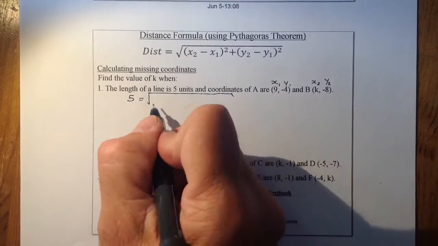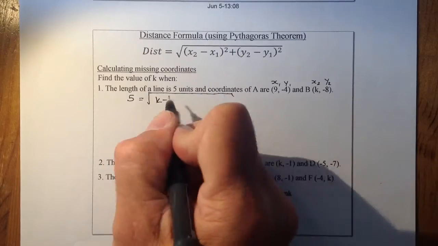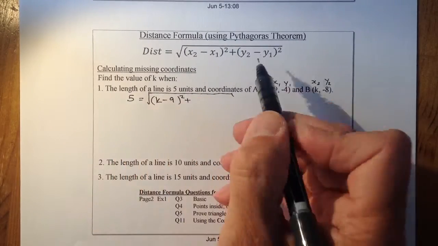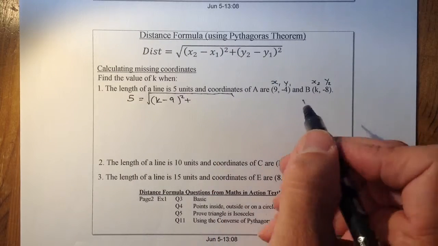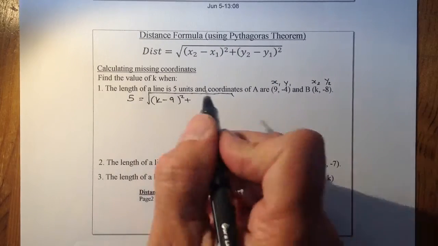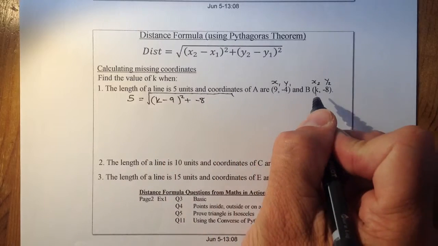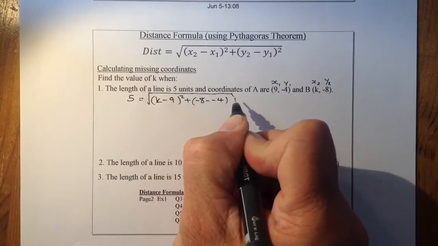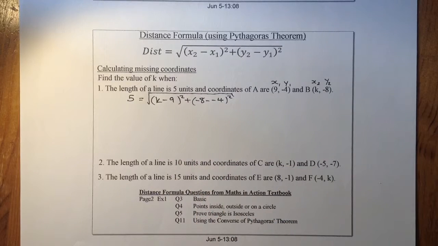So it's going to be k, take away 9, and that's going to be squared. It's going to be added in the formula, and what I'll go for is minus 8, and I'm going to subtract from that minus 4, and that's going to work out to be a plus 4 in there, because minus minus is going to be a plus.